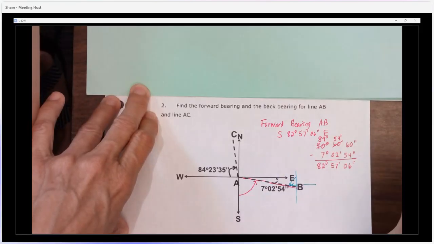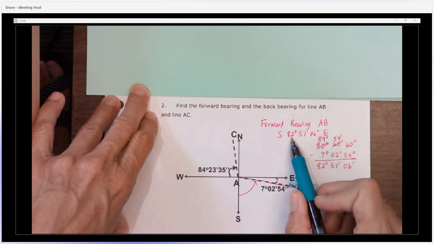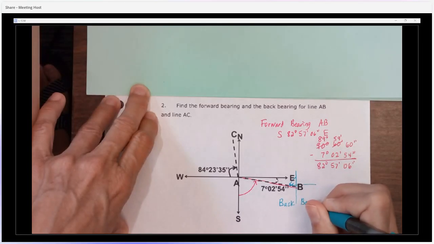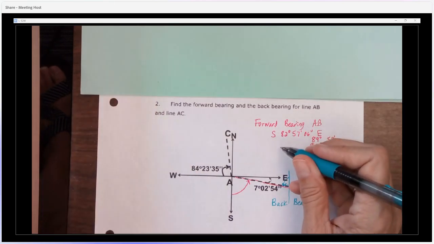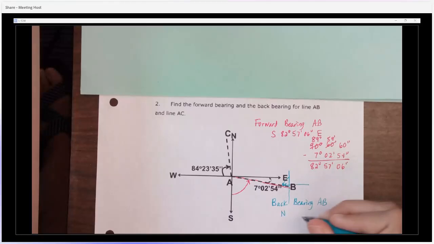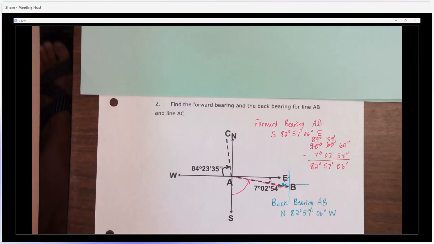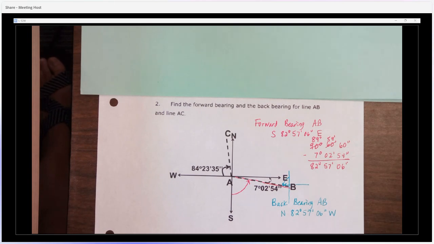But the easy way to do the back bearing is just to flip these directional signs and use the same number. So that back bearing for AB is just instead of being from the south, now it would come from the north. It would go that same amount, 82 degrees, 57 minutes, 6 seconds, and now be going towards the west. So you can do your back bearing and kind of check that math, but that's a quick and easy way to go from forward bearing to back bearing.